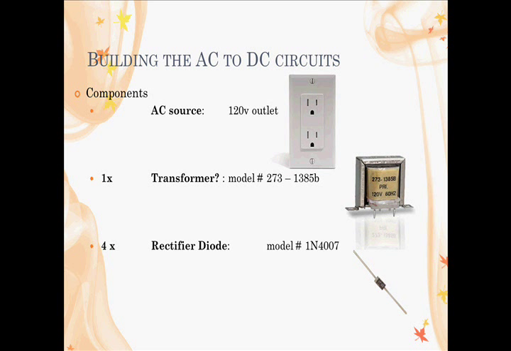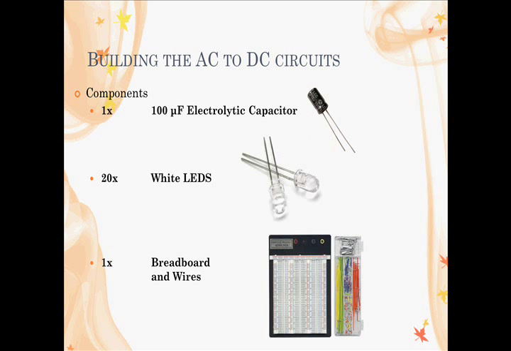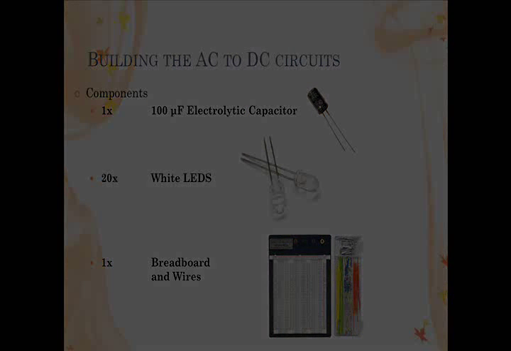But then, continuing on, we're also going to be using 4 rectifier diodes, and our particular model number is 1N4007. But any rectifier diode will work so long as the load current going through it is sufficient for your project. You're also going to be using a 100 microfarad electrolytic capacitor. We're also going to be using 20 white LEDs, and a breadboard with wires. Let's go ahead and jump into it and build our circuit.